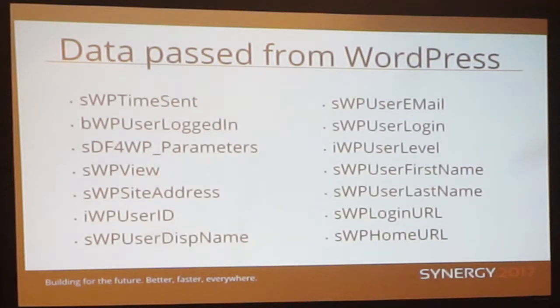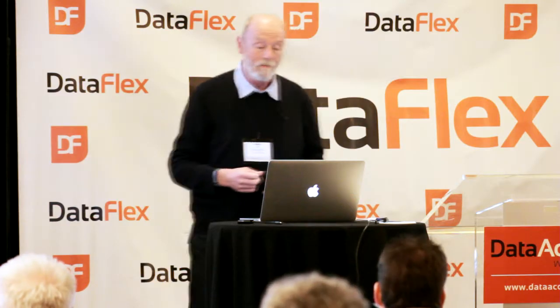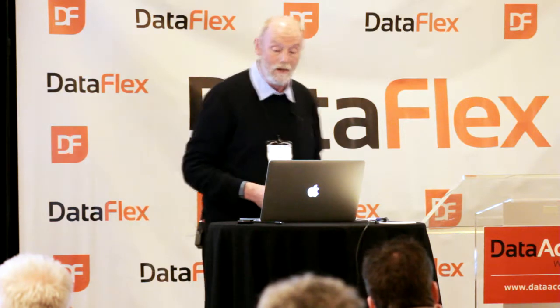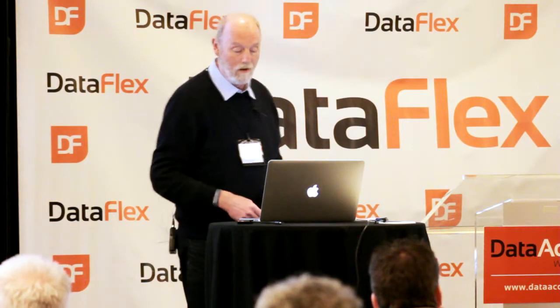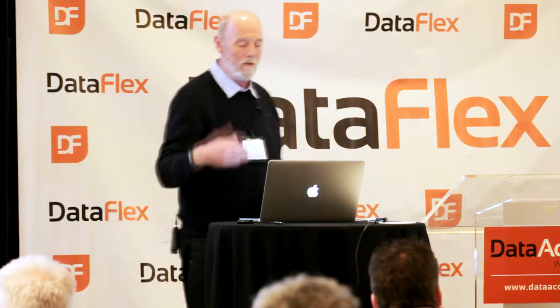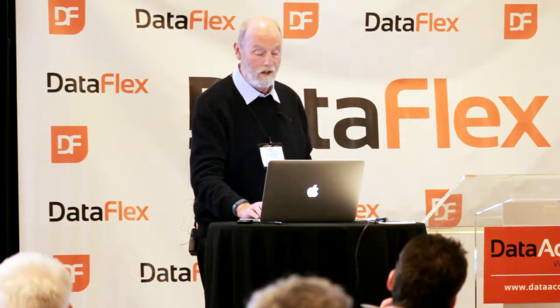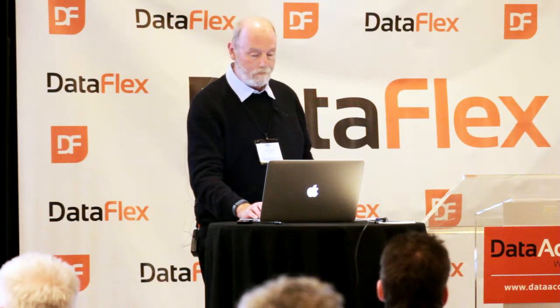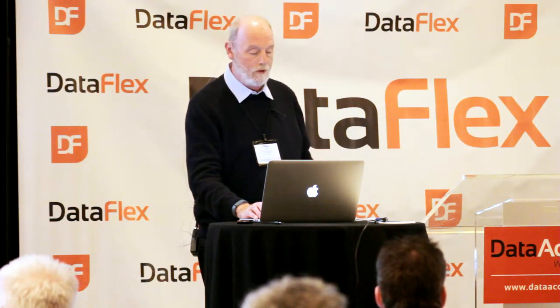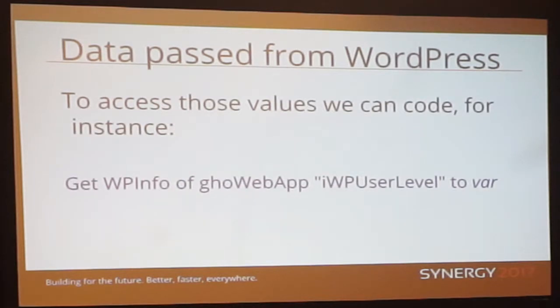The parameters list that we set or might have set in the plugin, which view to use if we're just wanting to embed a view rather than the whole app, the WordPress site address, the user ID, user's display name, his email, login, level, assuming he has filled in all that data. Obviously, that's only available if the user's logged in. And similarly, first name, last name, login URL, and that's the WordPress login URL and the WordPress home URL, which facilitates logging in using the WordPress login rather than logging in using DataFlex. So to access those values, we can just code this, get WP-info of GHO web app, and then the quoted string of the property that we want.